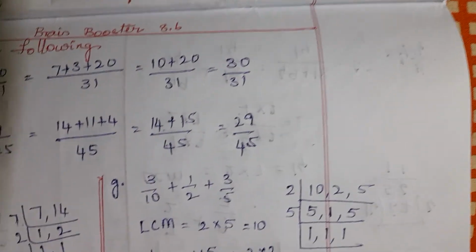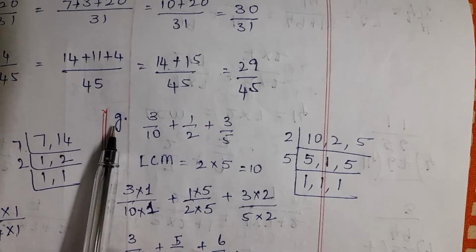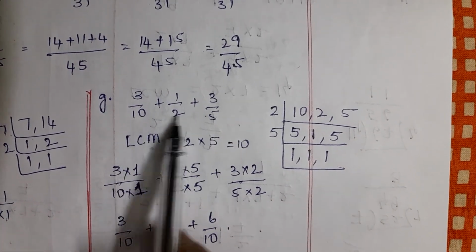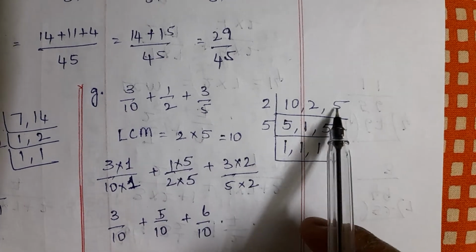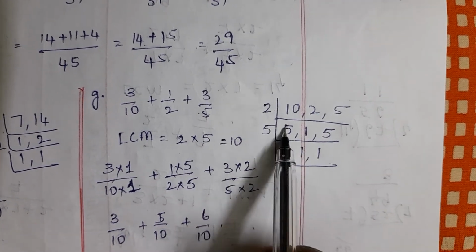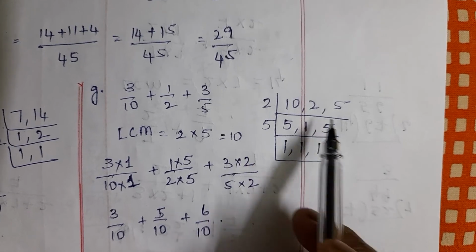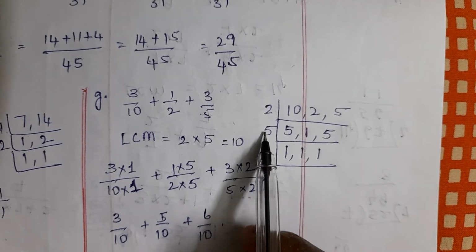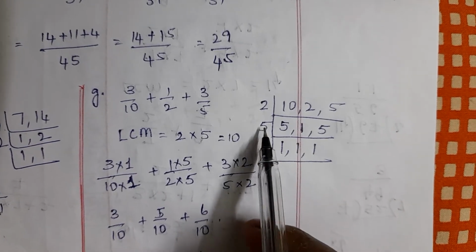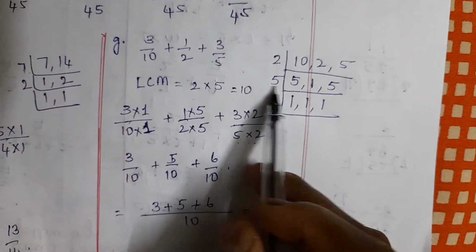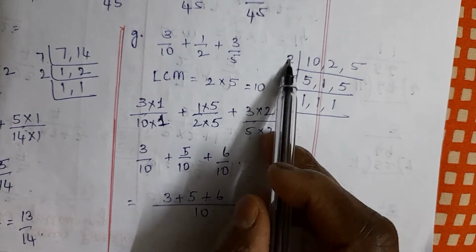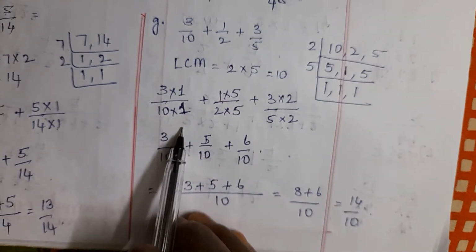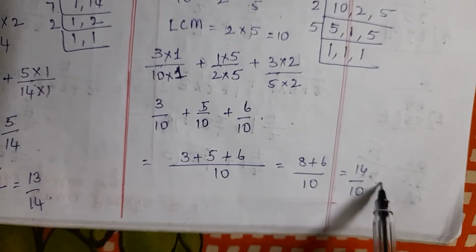Now the second one, 3 by 10, 1 by 2, 3 by 5. So all the denominators LCM. 2 5s are 10, 2 1s are 2, 5 will not come in the 2 table, so write 5 as it is. Now both the 5s will come in 5 table, so we will take 5 and our LCM is 2 into 5 is 10. So we should make all the denominators the same and find the addition part.